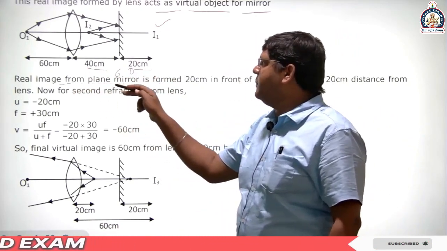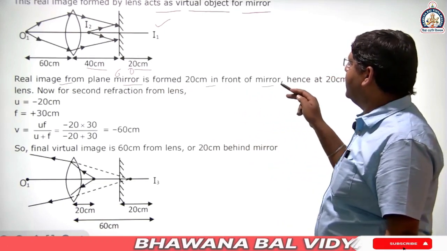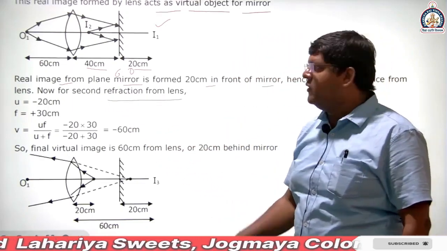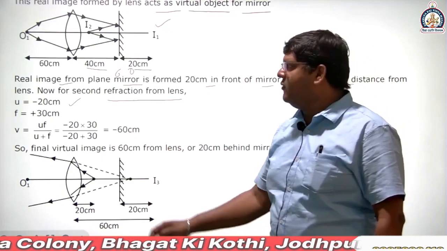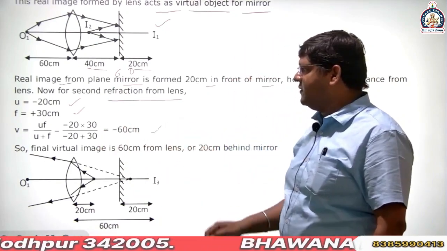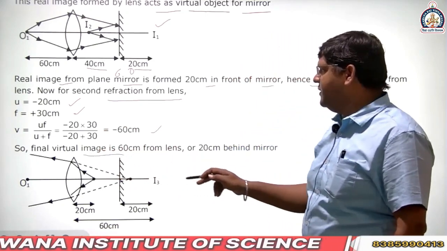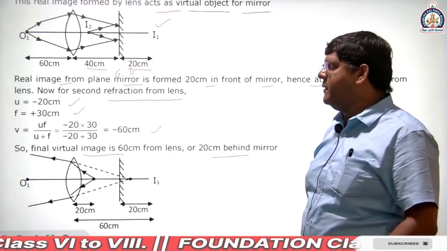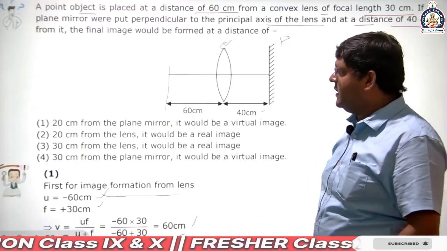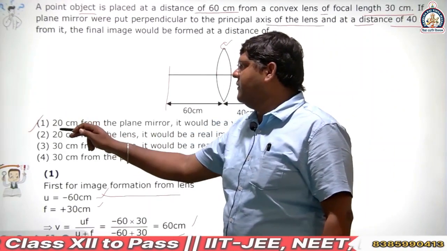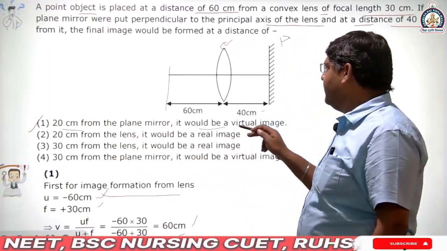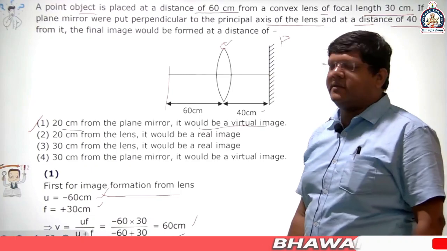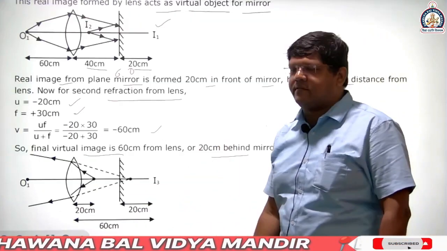Now the real image from the plane mirror is formed 20 centimeter in front of the mirror, which is 20 centimeter from the lens. For the second refraction from the lens, we take u equal to minus 20 and focal length equal to plus 30, and solving we get minus 60. So the final virtual image is 60 centimeter from the lens or 20 centimeter behind the mirror. This is simply the application of the lens formula, and the answer is option A, 20 centimeter from the plane mirror, a virtual image. It is virtual because of the mirror, and the distance is 60 centimeter.